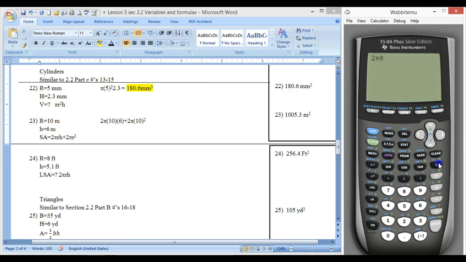I don't need the times sign there because I'm not in Excel. 2 pi. I'm pretty confident on the 10 times 6, so I'm going to go ahead and put 60 on there. Then plus 2 pi. 10 squared is 100, so I'm going to go ahead and put 100. There we go. And I'm going to do equals 1005.3.